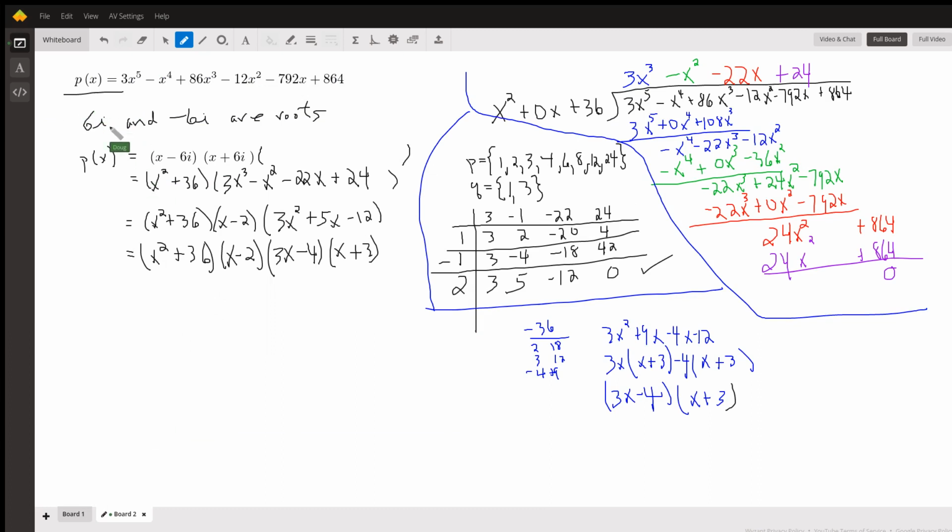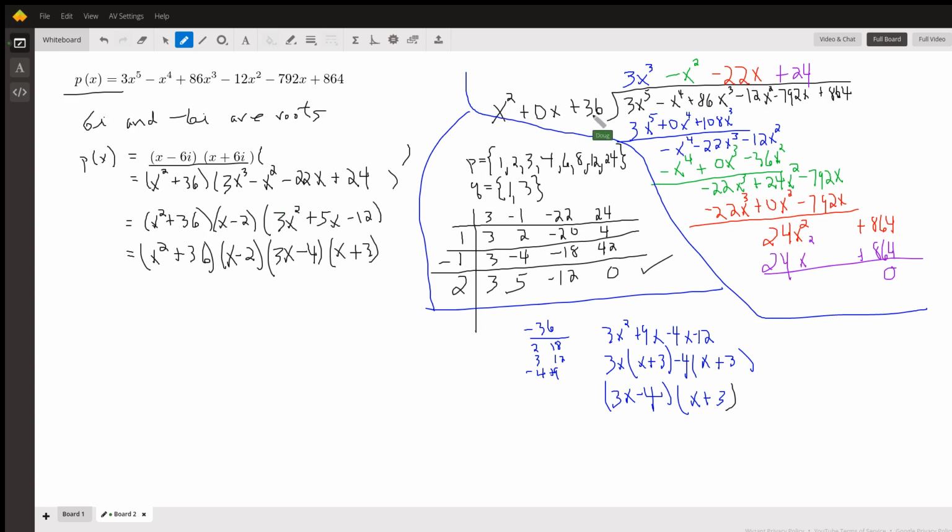Here's p of x. If 6i is a root, then -6i is also a root. And that means that x minus 6i and x plus 6i are factors of the original polynomial function. And then there's some other polynomial out here that's also a factor. If I multiply these two together, I do get x squared plus 36, because 6i squared is 36i squared. So we'd have x squared minus 36i squared, but i squared is -1. So to find out what this remaining polynomial is, we've got to use long polynomial division.